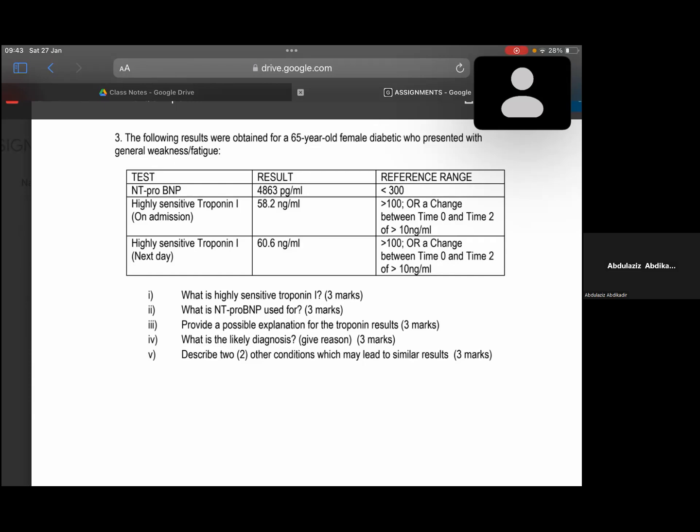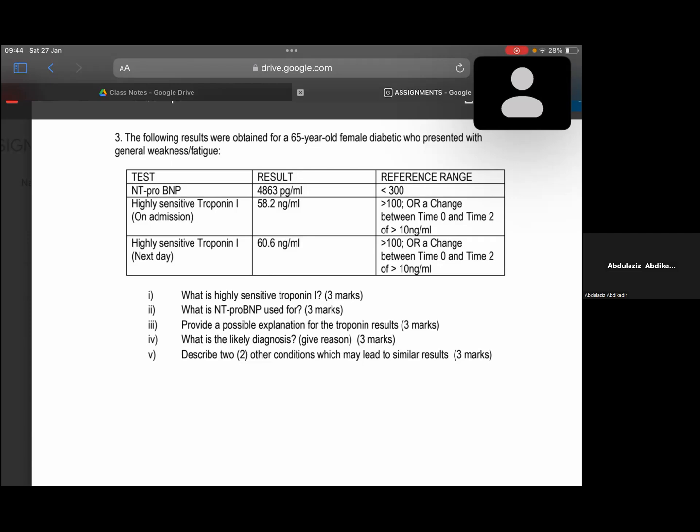So what is highly sensitive troponin? That is a definition question that I've already talked about. What is anti-BNP used for? I was just answering that. What is it used for? Yeah, it's an indicator for heart failure. Good. So what are the possible explanations for the troponin results?